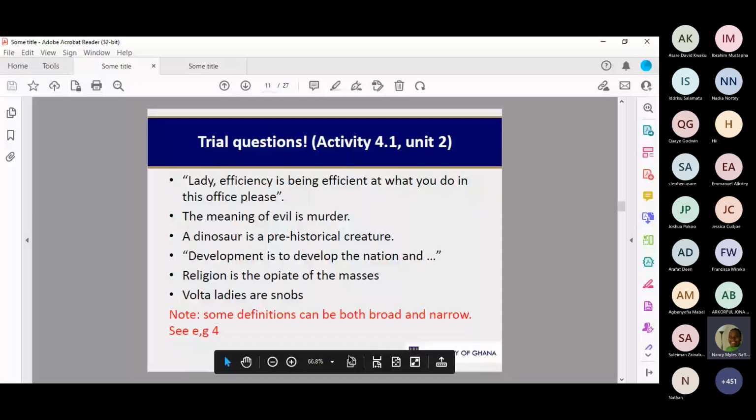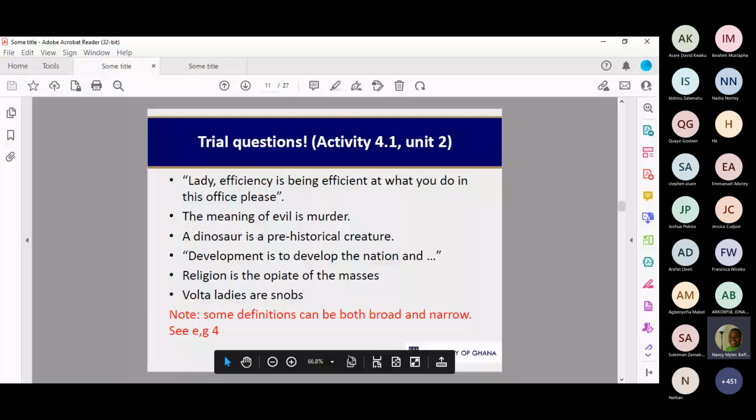It's not efficiency. Efficiency is you should meet the people's need and it should be on time and what have you. Put content to it. Let the girl know what you mean when you say she should be efficient here, because you want problems solved. And you tell her, be efficient. Efficiency is being efficient at what you do in this office. What did you do? You said nothing. Secular. Begs the question. Tautology.